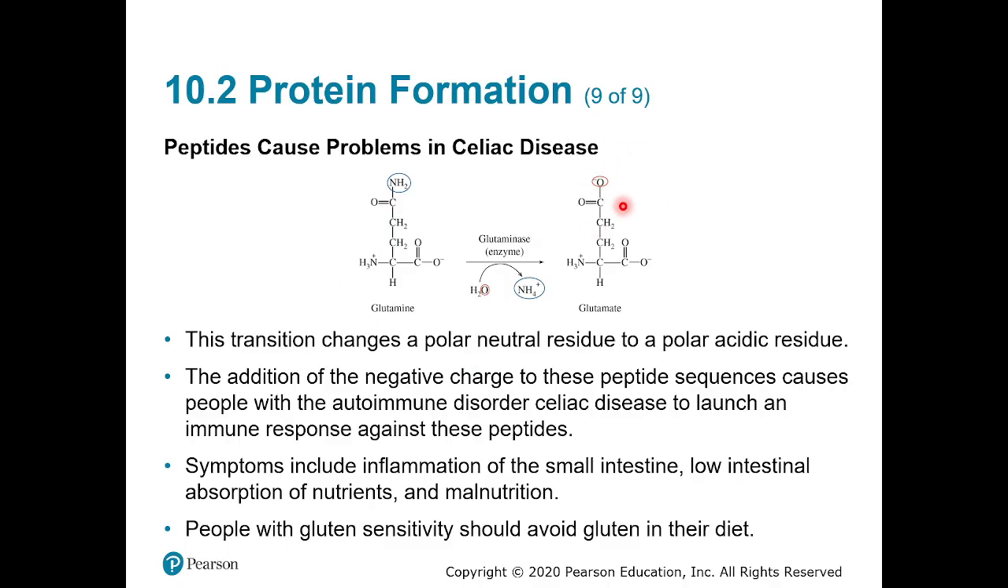The addition of the negative charge to the peptide sequences actually causes people with the autoimmune disorder, celiac disease, to launch an immune response against these peptides, and so their immune system starts attacking those.